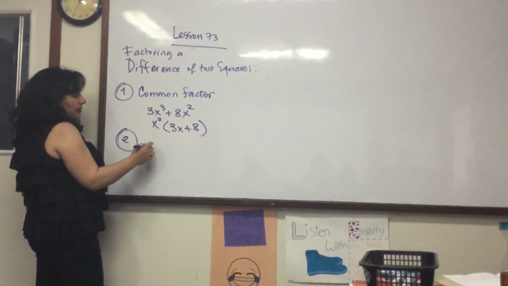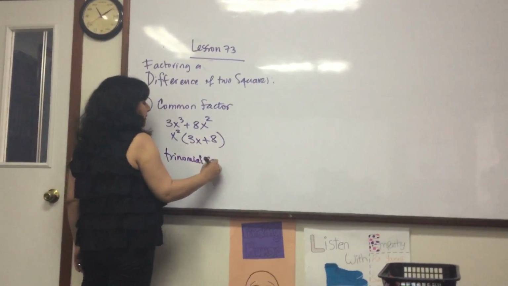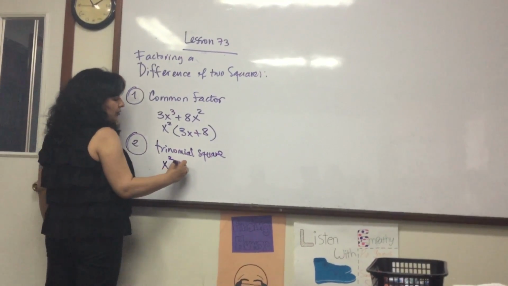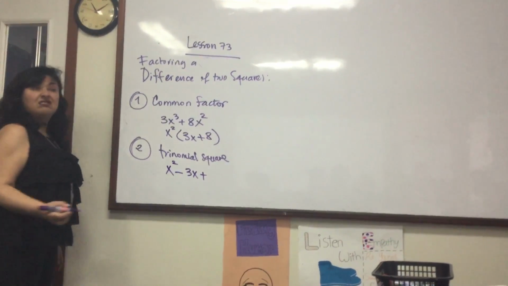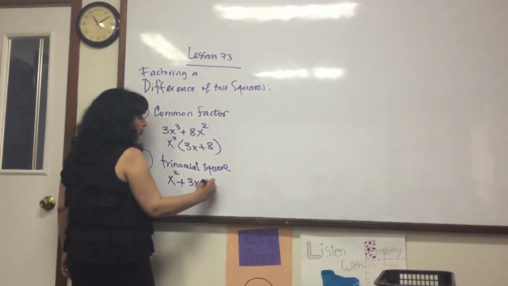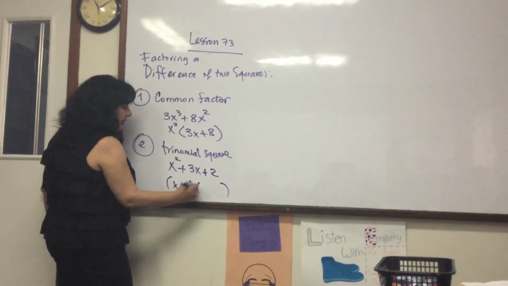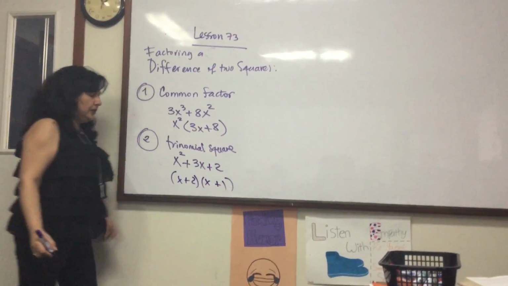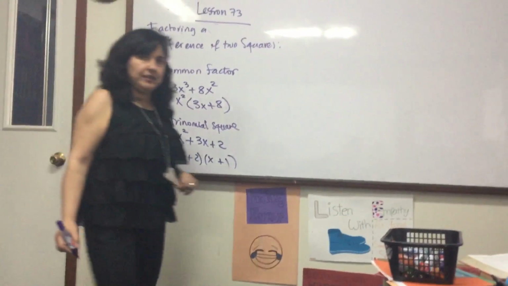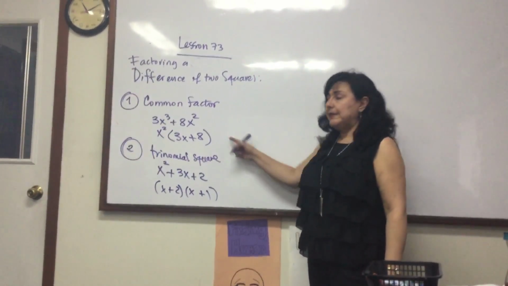Second one. Trinomial square. If you've got x squared minus 3x plus 2, the factors are x plus 2 and 1, because 2 times 1 is 2 and 1 plus 2 is 3. Those are the ones we've seen so far, and we've seen a combination of these two. But these are the basic ones.